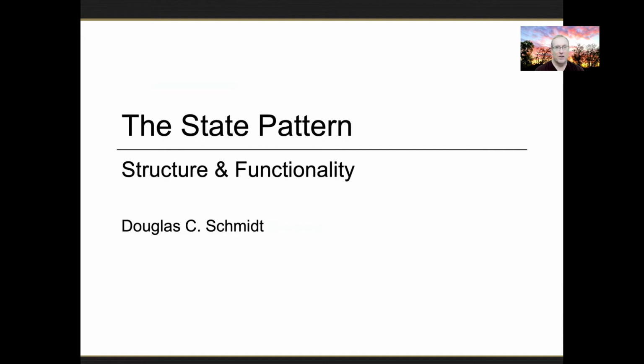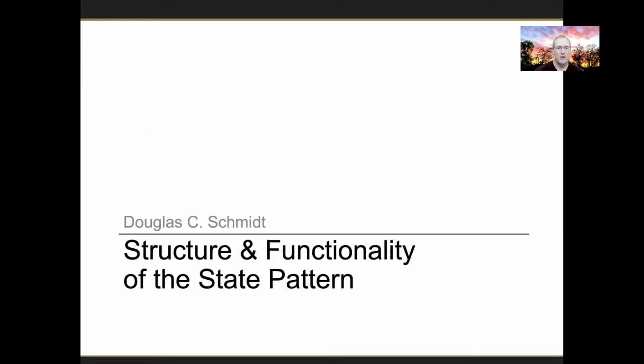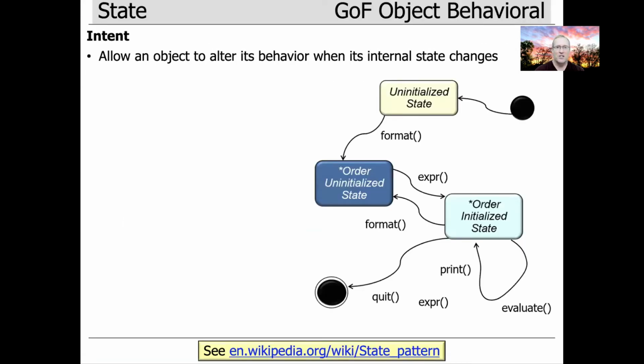Now that we've talked about the motivation for the state pattern in the context of the expression tree processing app, let's take a step back and talk about this from the point of view of the structure and functionality of the pattern, as you might find in the Gang of Four book. So the intent of this pattern is to allow an object to alter its behavior whenever its internal state changes.